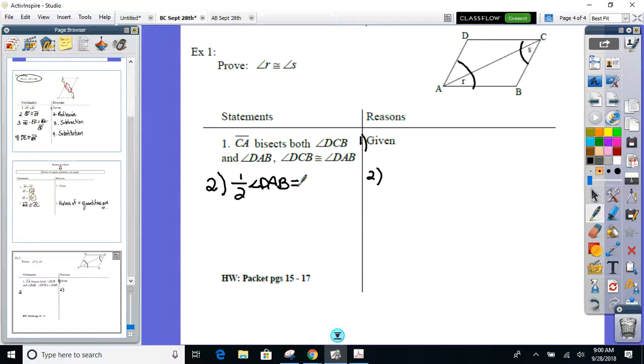Which one do I care about in this proof right now? Why? It's in the proof statement. I don't care about DAC at all. I care about angle R. Which angle? R.